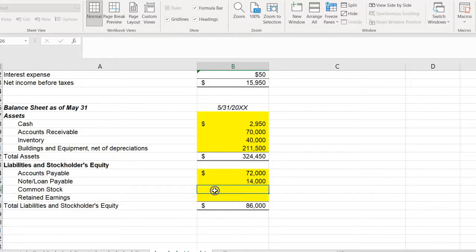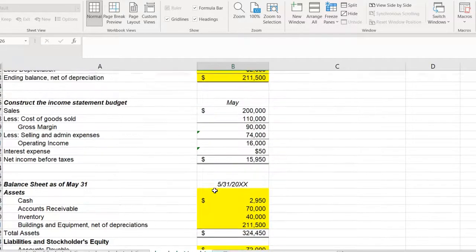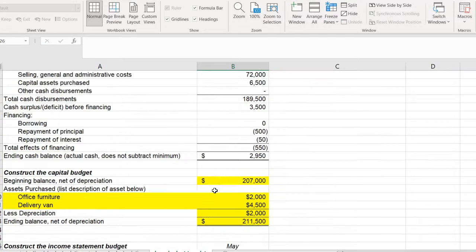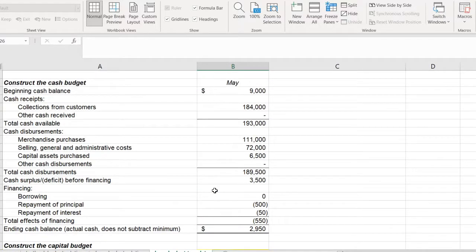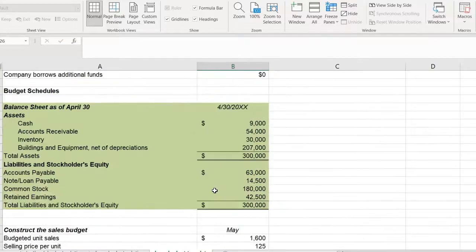Now my common stock, I don't think we talked at all about changing common stock. Let's look in our cash flow, see if there's anything about selling or purchasing stock. Nothing in there at all. So we can just take our beginning balance and use that as our ending balance. We haven't made any changes in the period for our common stock.